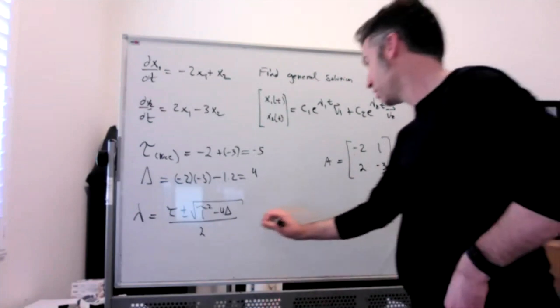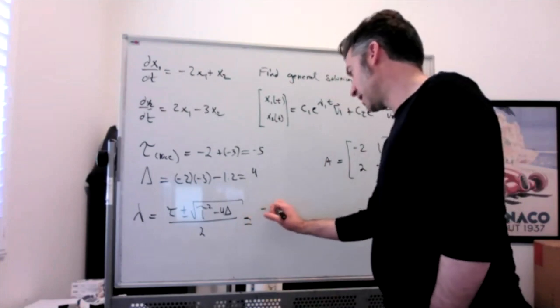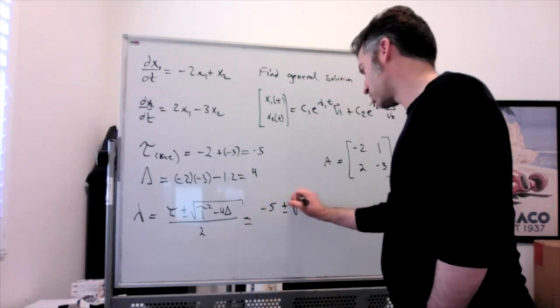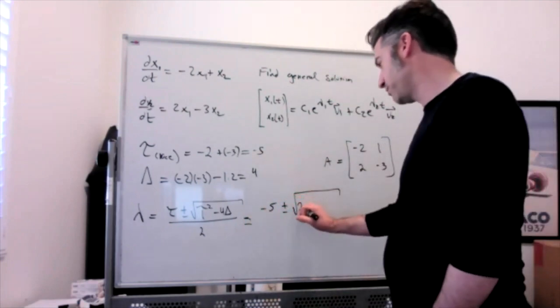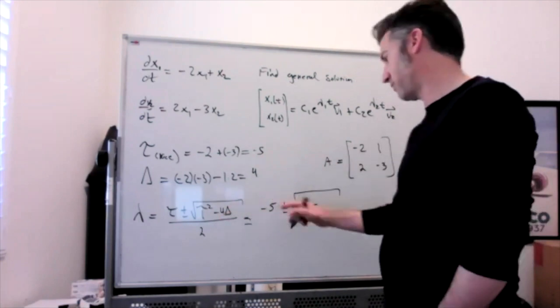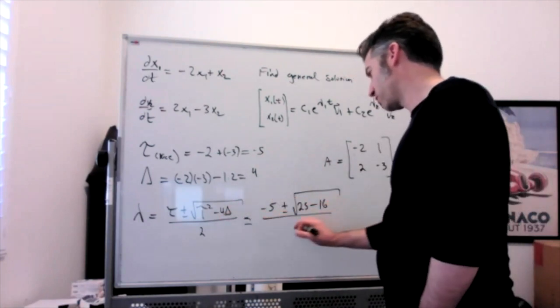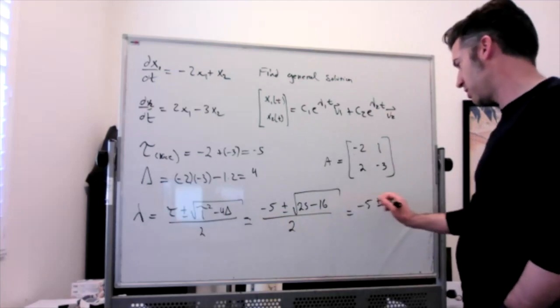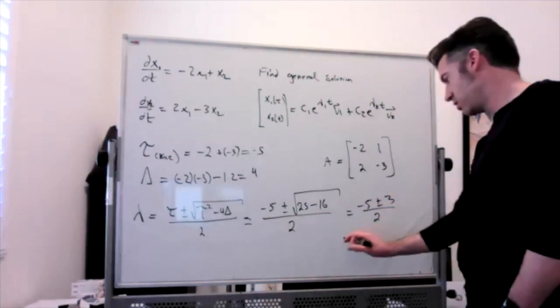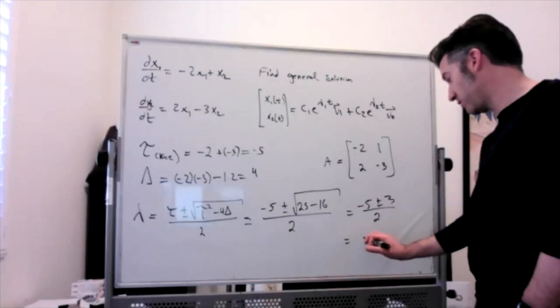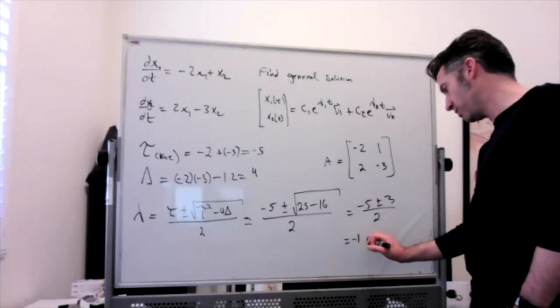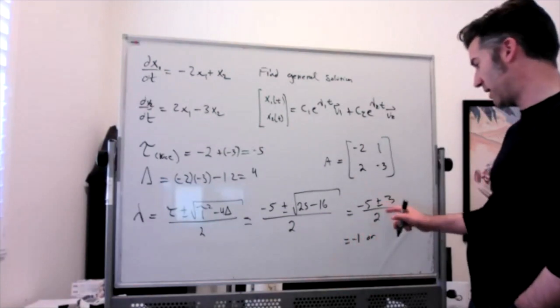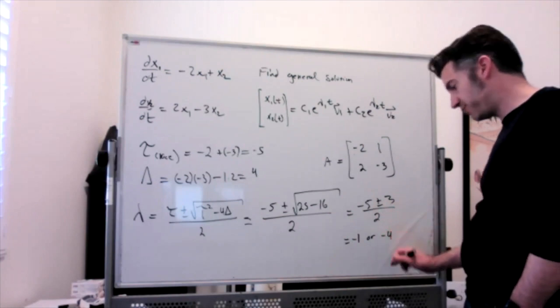So that's going to be -5 plus or minus the square root of (-5) squared minus 4 times 4, which is 16, all over 2. So that's -5 plus or minus 3, all over 2. -5 plus 3 is -2 over 2, so -1. Or -5 minus 3 is -8 over 2, so -4.